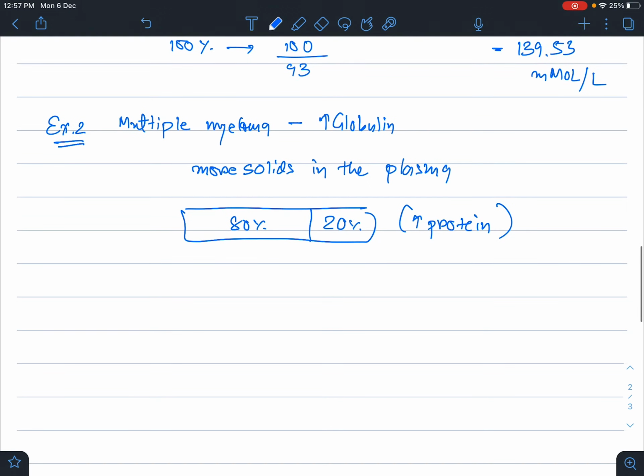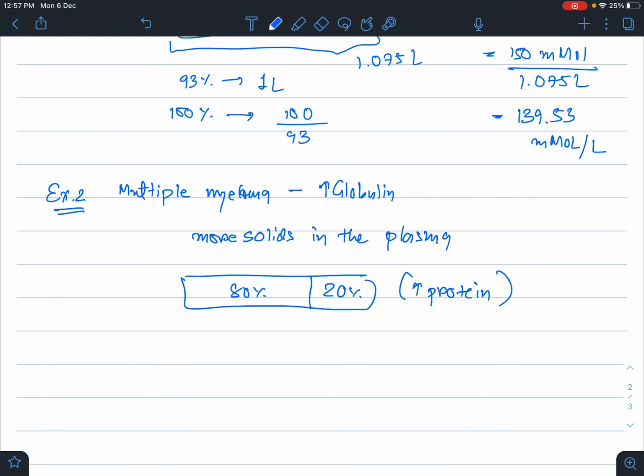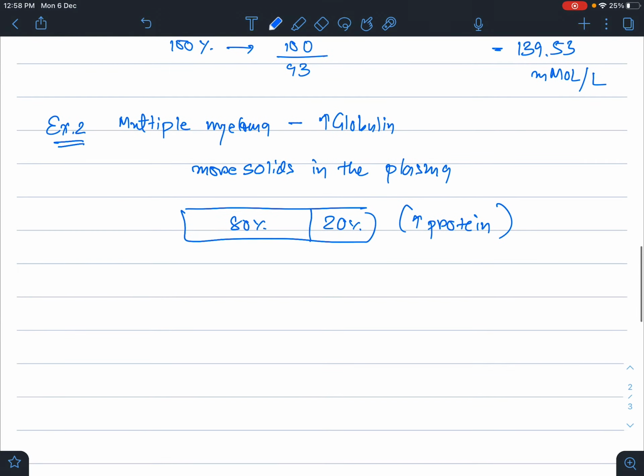So what will we have? A normal concentration, a normal amount of sodium. So what will happen? The actual plasma water sodium concentration will be 150 millimole per liter. So that comes down to this part, 150 millimole.